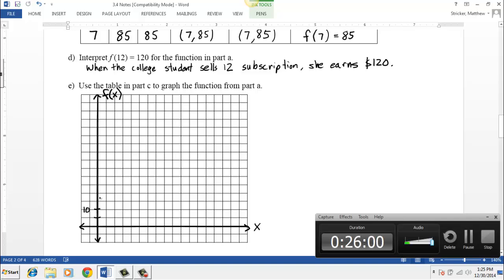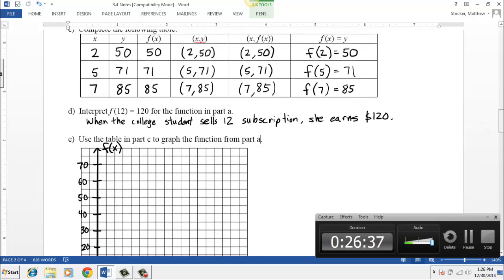And I'm only going to label every other one. So this would be 5, 10, 15, 20, 30, 40, 50, 60, 70, and we'll do these by ones. 1, 2, 3, 4, 5, 6, 7, 8, 9, 10. Stop there. And so if we go to graph this first point, the first point says that when 2 subscriptions are sold, the amount earned is $50.